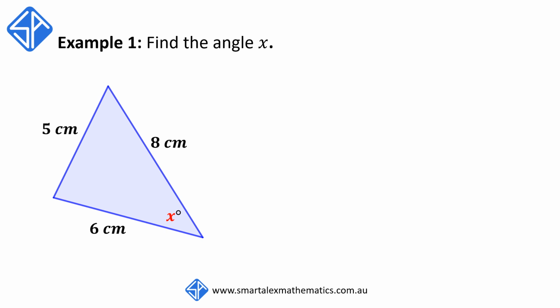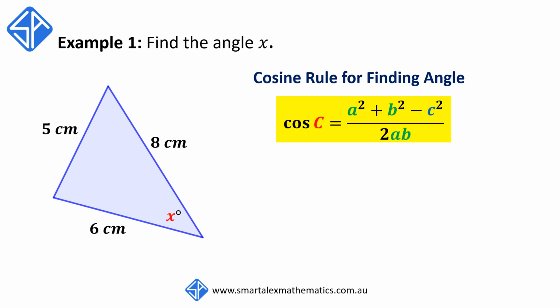Example 1. We want to find the unknown angle marked x on this triangle. We're going to begin by writing the cosine rule. Cos c is equal to a squared plus b squared minus c squared, all divided by 2ab. Our next step is to identify what to substitute into each of the variables. Capital C is the unknown angle, so in this diagram, capital C will get replaced by x.